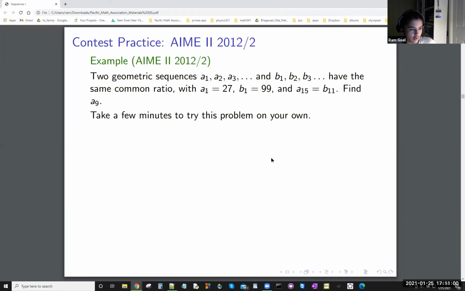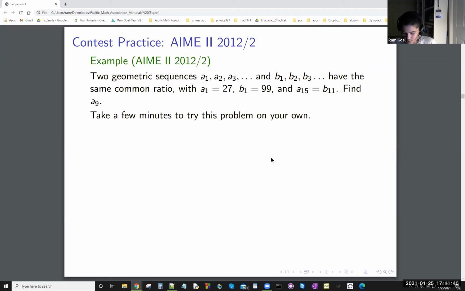So let's apply all this theory to an actual problem that appeared on the AIME. So we have two geometric sequences, A1, A2, A3, and so on. So these sequences can also go infinitely. They don't have a specified end, but you just keep multiplying on in this case. We're given that they have the same common ratio, and we're given their initial terms. So we're given A1 is 27, B1 is 99. And finally, we are given that the 15th term of the first is the 11th term of the second. The question is to find the 9th term of the first sequence.